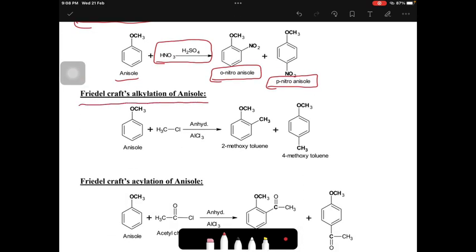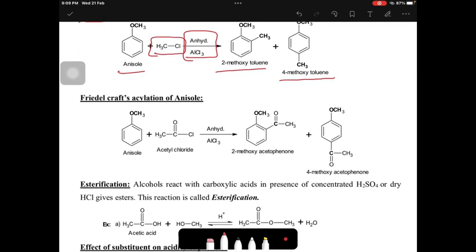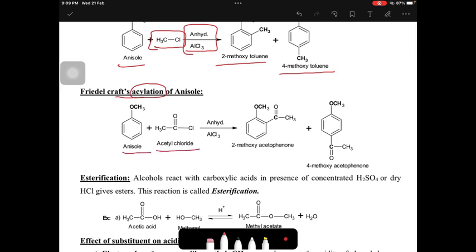Friedel-Crafts alkylation of anisole. Anisole reacts with methyl chloride in the presence of anhydrous AlCl3 to give 2-methoxytoluene and 4-methoxytoluene. Friedel-Crafts acylation of anisole. Anisole reacts with acetyl chloride in the presence of anhydrous AlCl3 to give 2-methoxyacetophenone and 4-methoxyacetophenone. Here it is major and it is minor.